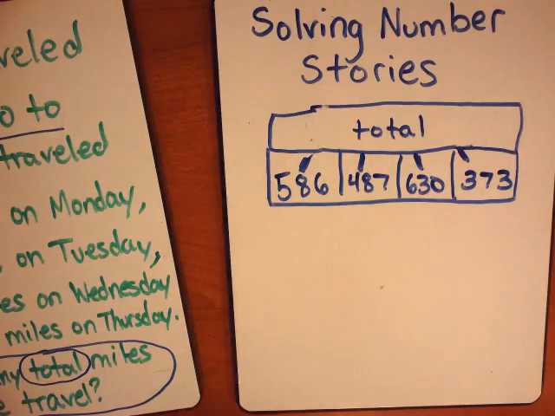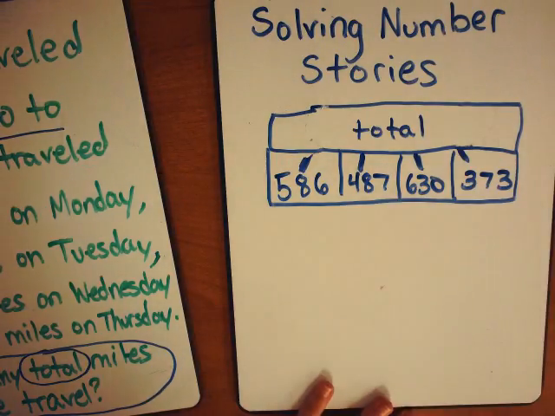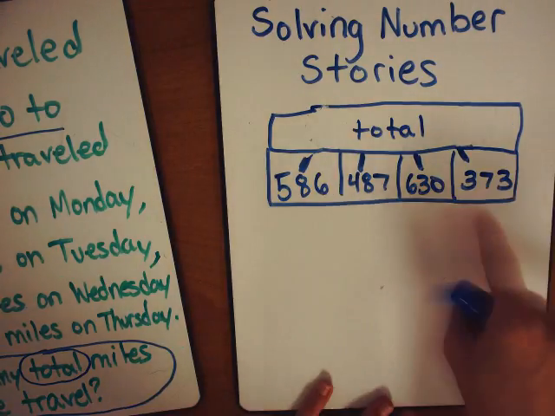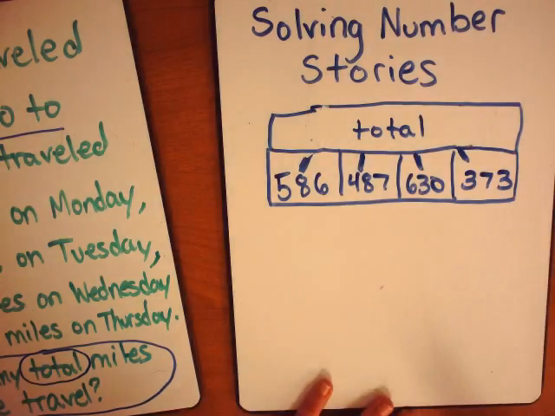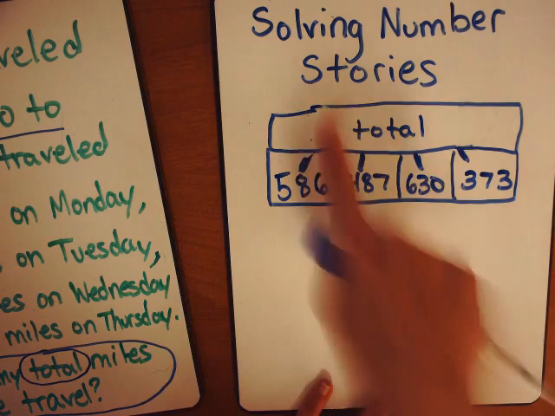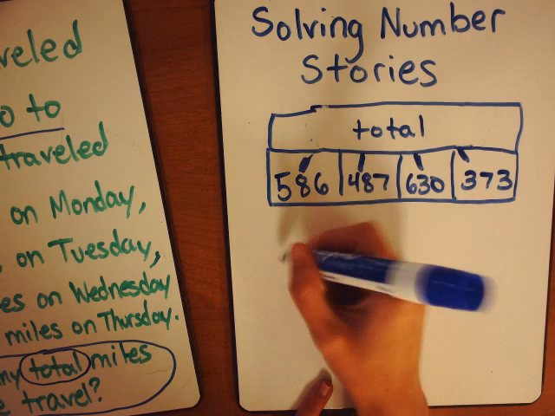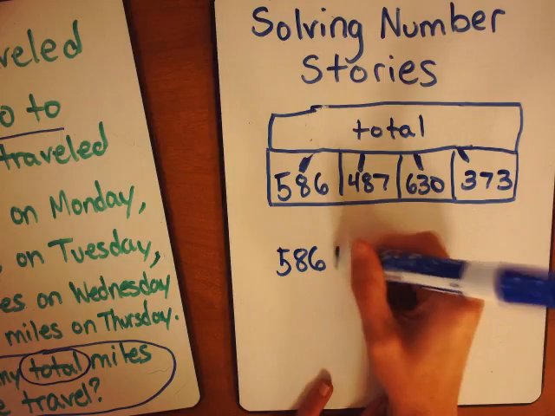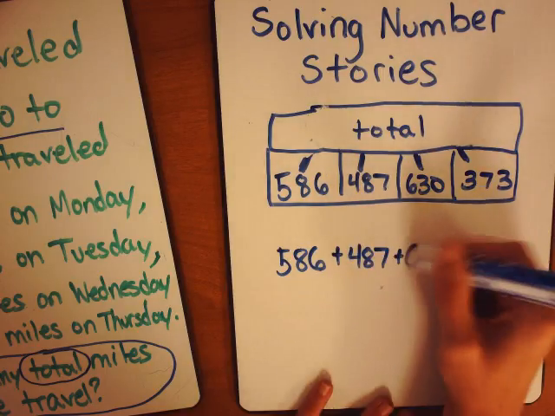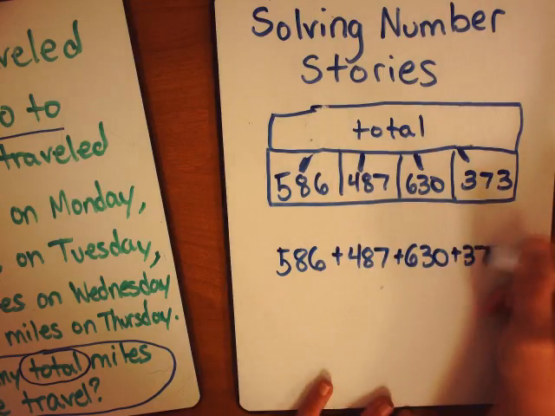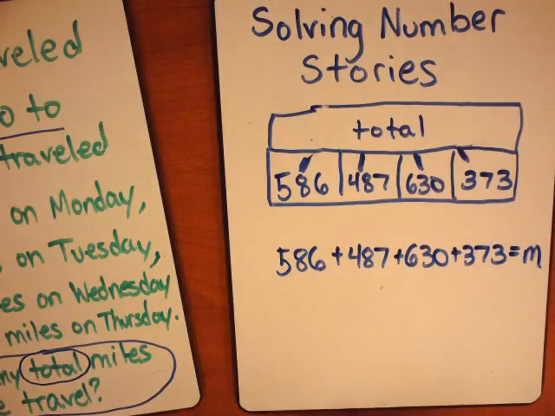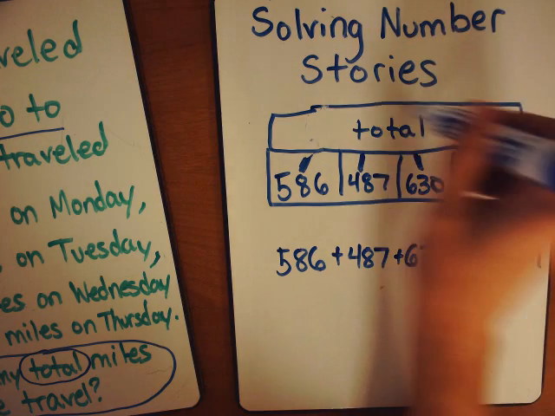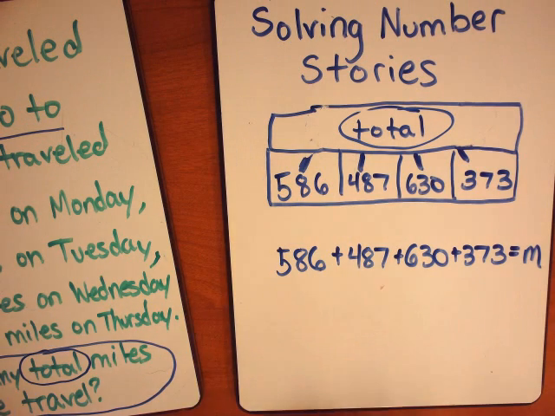Okay, another strategy is to write an open number sentence, a number sentence with an unknown. We know all of our parts, we do not know our total. So since we're talking about miles, I'm going to use the letter M to stand for what my unknown is. So I could write 586 plus 487 plus 630 plus 373 is equal to M. M standing for the miles of my total right here. It's my unknown.